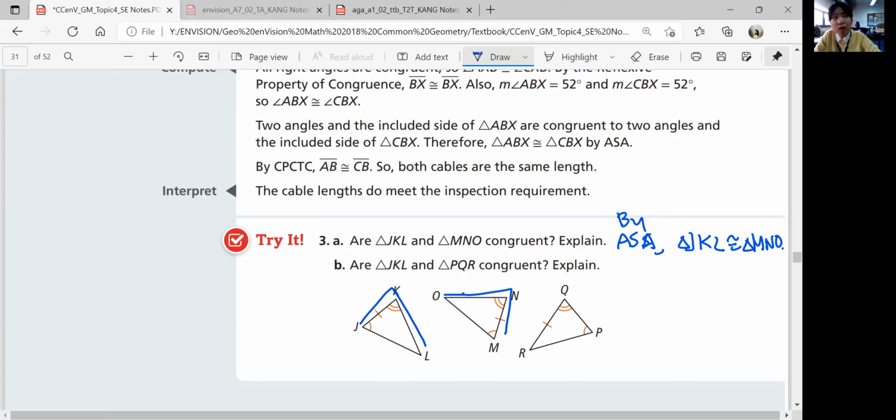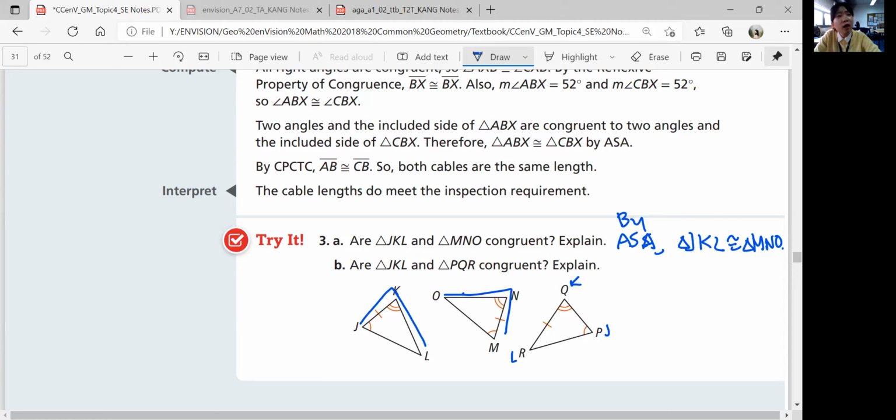Okay. What about JKL and PQR? Let's see if they're corresponding to each other. JKL, PQR. So that's corresponding to J, K, and L, right? J and P are corresponding angles and they're congruent. K and Q are corresponding angles and they're congruent.